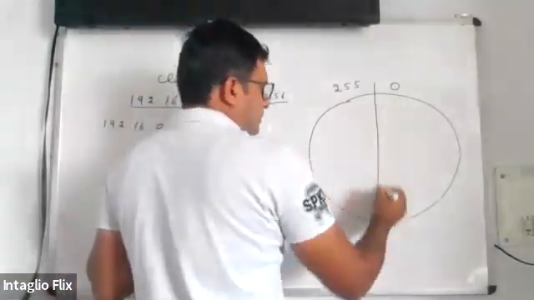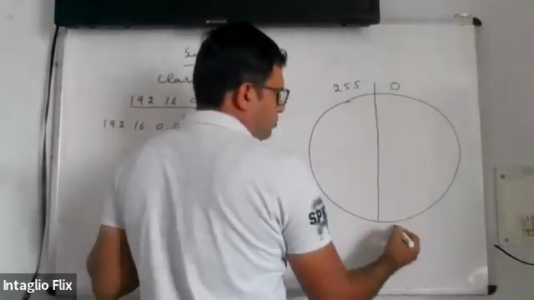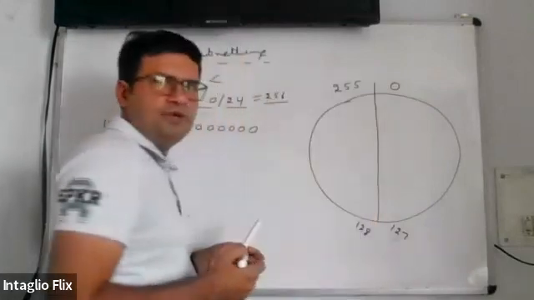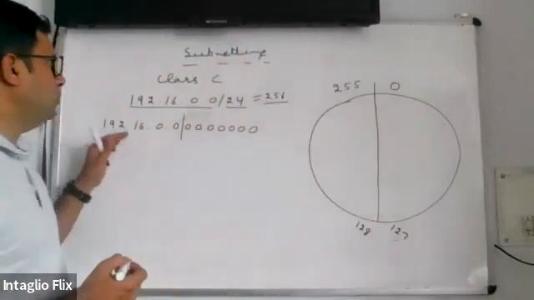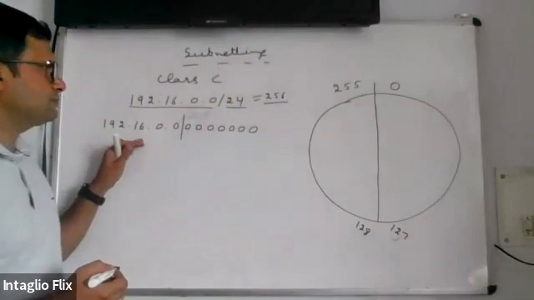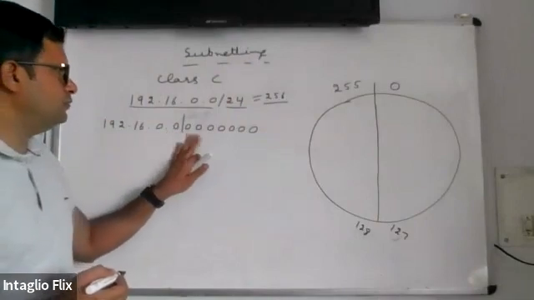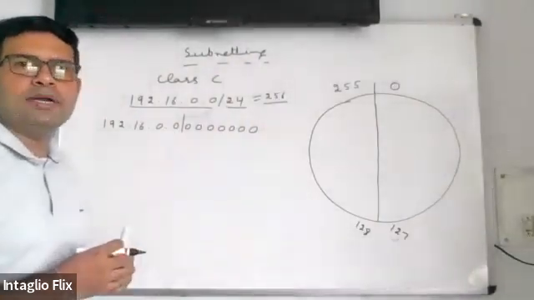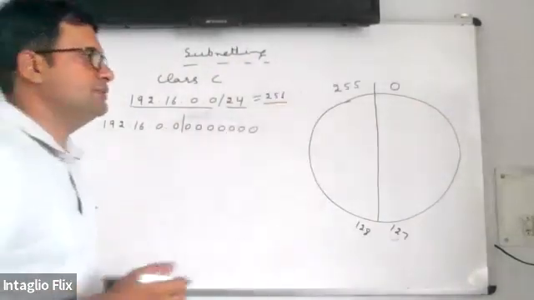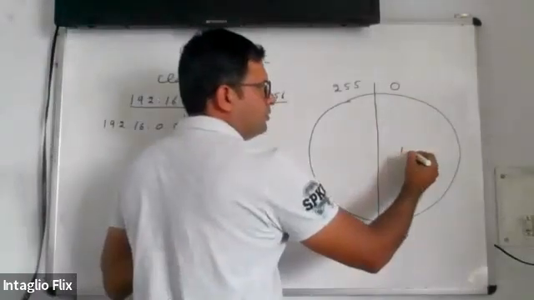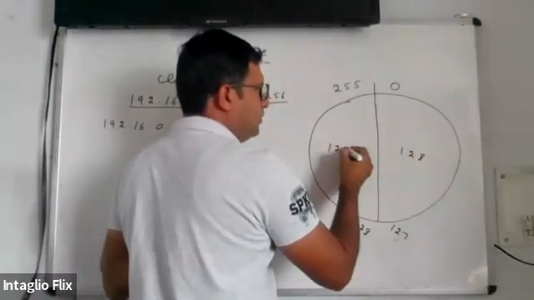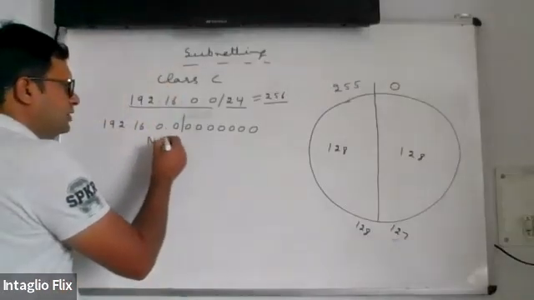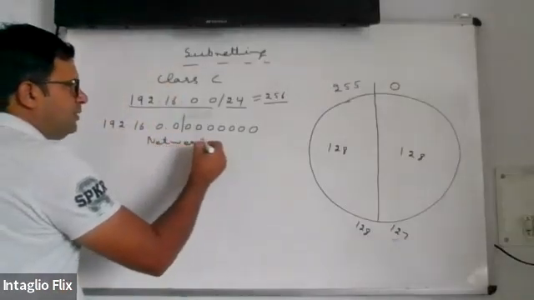It will be something like this. It will start from 0, go up to 127, then start from 128 and go up to 255. What will be the value of this bit? The value of this bit is going to be 128. That is why it is getting divided into two parts of 128 each. So this complete network will be divided into two parts.